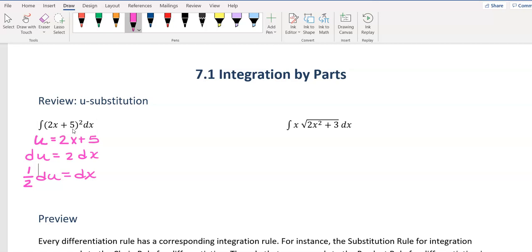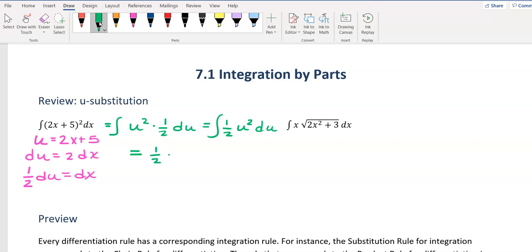Now I can replace everything in the original problem in terms of u. So that's what I'm going to do. So we're going to rewrite the integral. It's going to become u to the second times, and then our dx is replaced with 1/2 du. Of course, we can rewrite that to make it a little more friendly. You can put the 1/2 in front if you want, or you can keep it inside the integral, whichever you're more comfortable with. We're going to take the antiderivative of u squared, and that is u to the third divided by 3, which is the same as multiplying by 1/3.